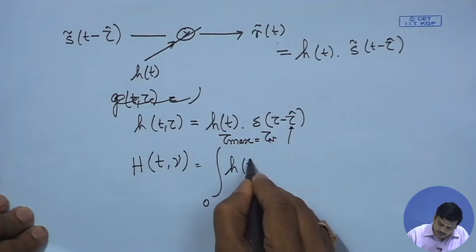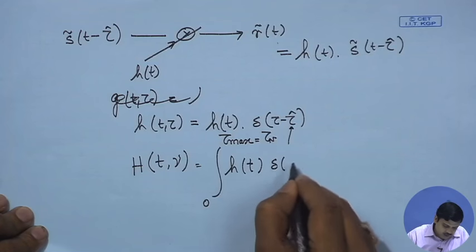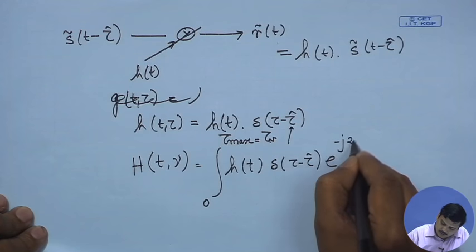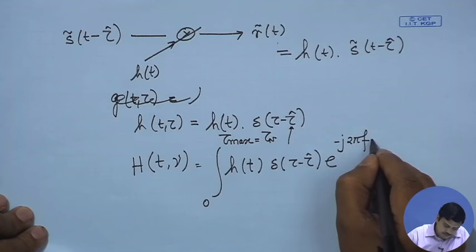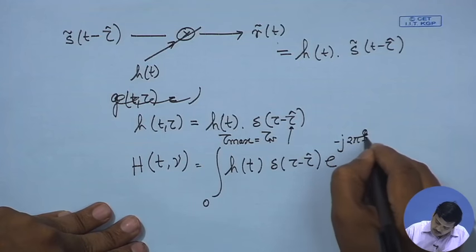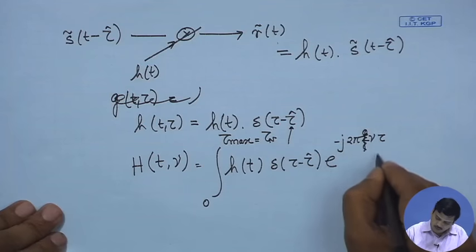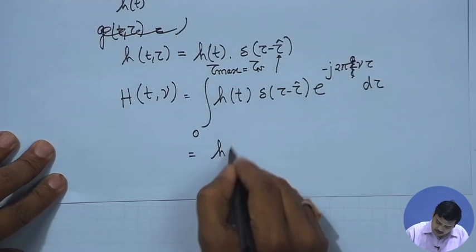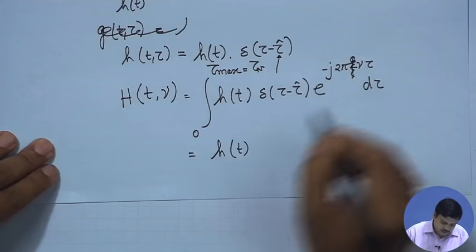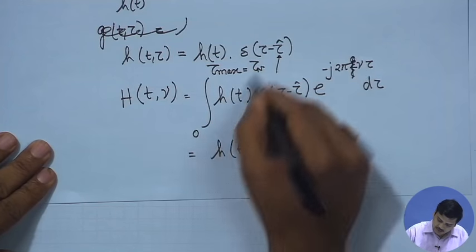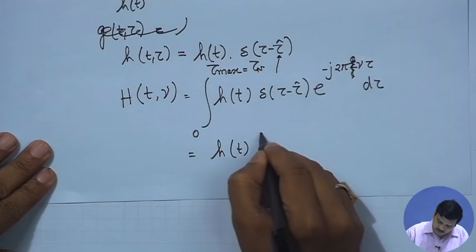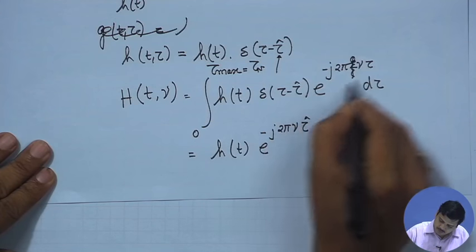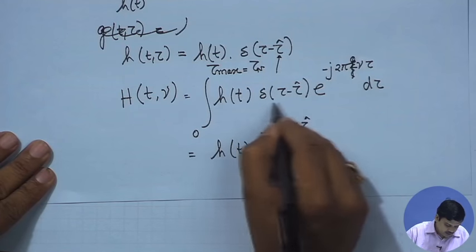So we could have h of t delta tau minus tau cap e to the power of minus j 2 pi nu tau d tau. This would result in h of t, because this is not dependent on any such expression, and this integration would result in e to the power of minus j 2 pi nu tau cap, this whole function being shifted by the delta function.